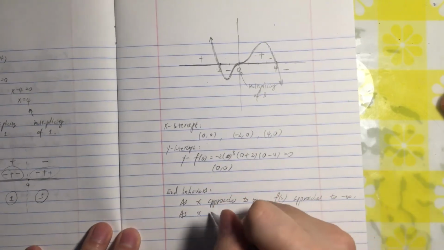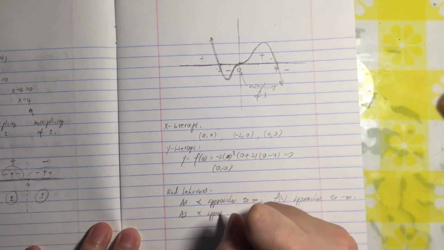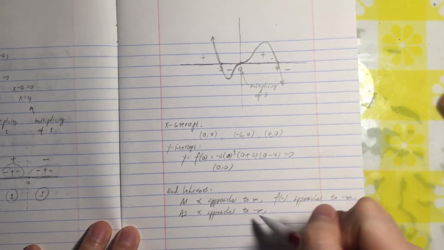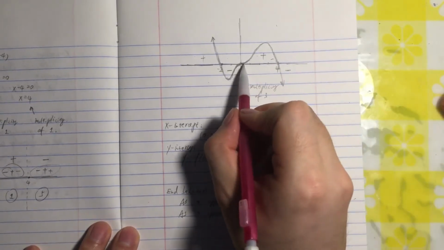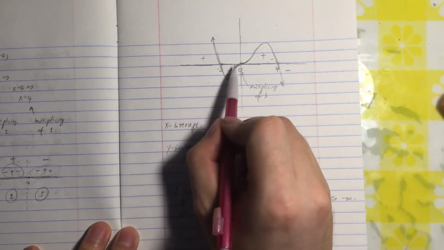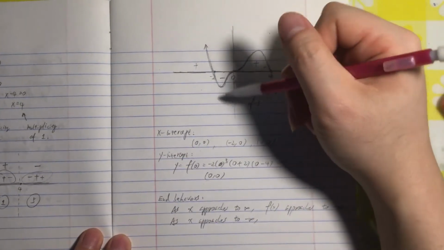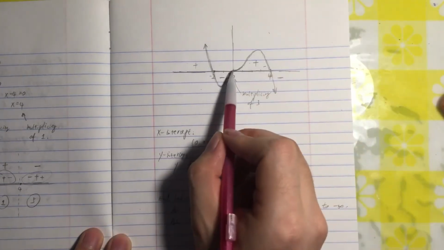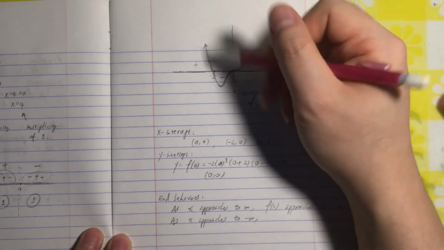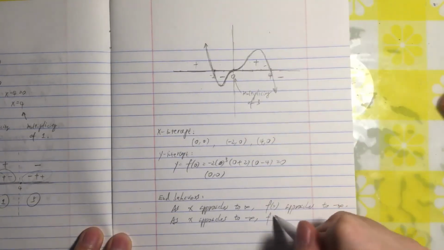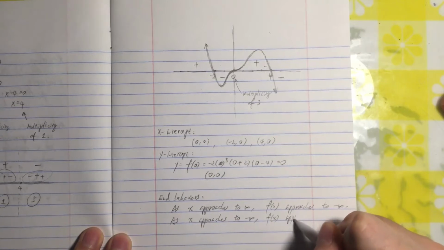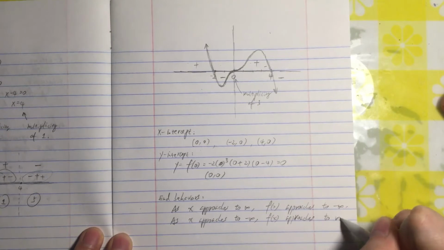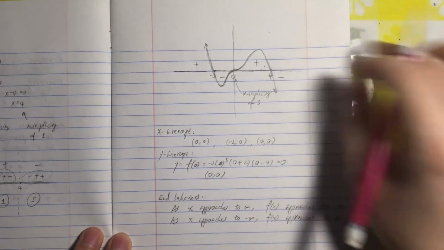As x approaches negative infinity, as x goes all the way to the left, function f goes all the way up. So function f approaches infinity. So f of x approaches infinity. That's the end behavior of this graph.